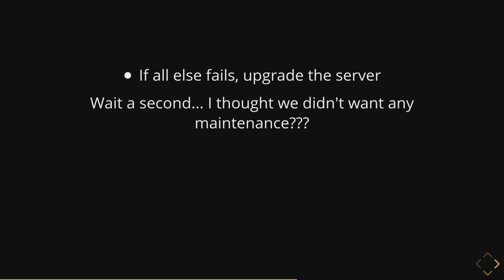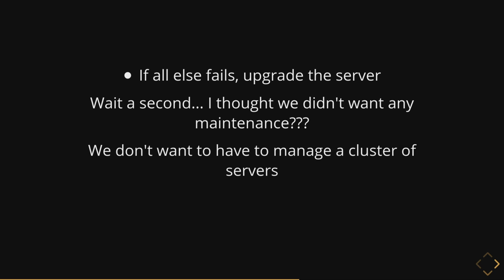Wait. I thought we said we didn't want any maintenance. Why do we have to have a server? That's a lot of work. You've got to maintain it. You have to pay for it. I don't really want a server. Well, okay. I guess we don't need a server.